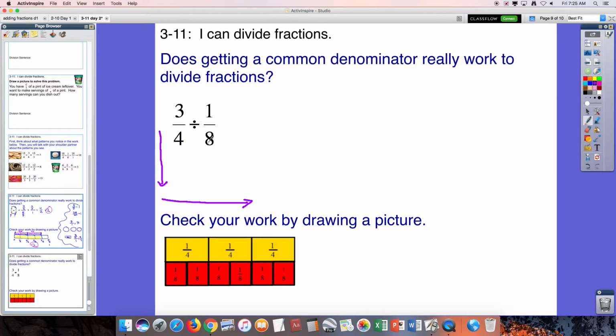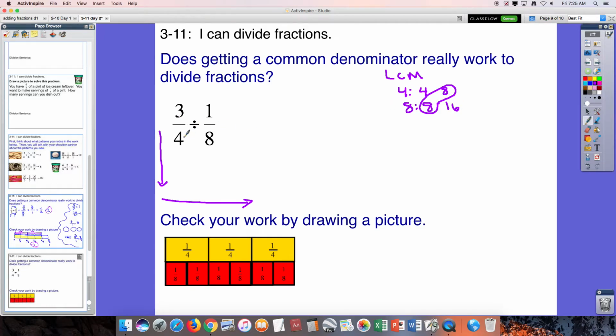Okay, so I want the same denominator. I could use LCM to figure that out. LCM, just go right down your multiplication table. 4 times 1 is 4. 8 times 1 is 8. 4 times 2 is 8. 8 times 2 is 16. And we don't have to go any further because I already see the lowest common denominator right there. And it is 8. So I'm going to use 8.